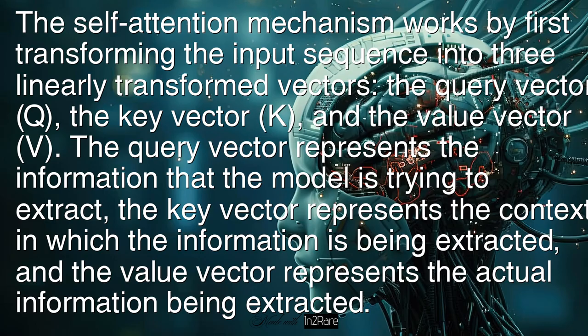The self-attention mechanism works by first transforming the input sequence into three linearly transformed vectors: the query vector Q, the key vector K, and the value vector V. The query vector represents the information that the model is trying to extract, the key vector represents the context in which the information is being extracted, and the value vector represents the actual information being extracted.